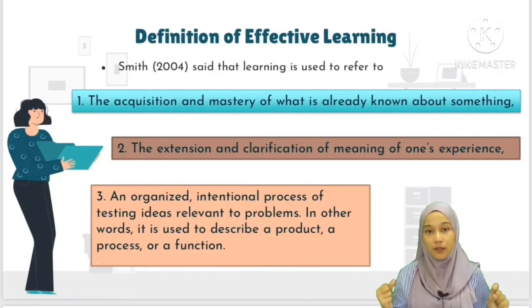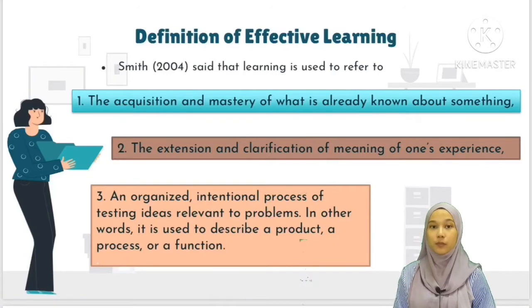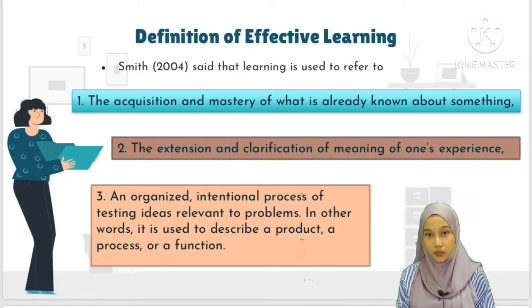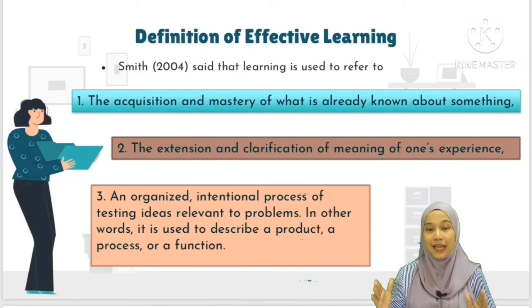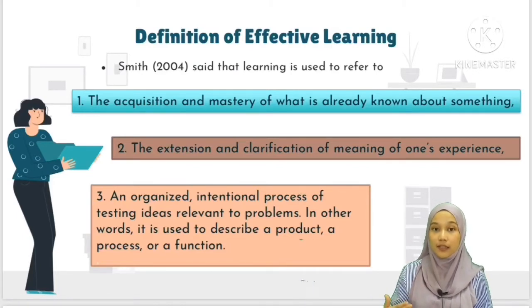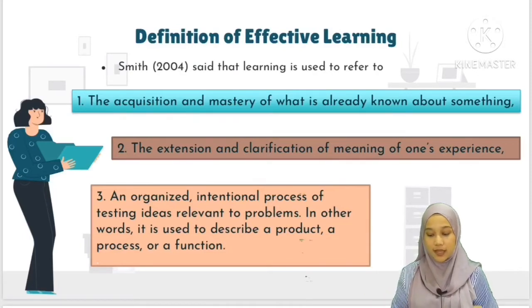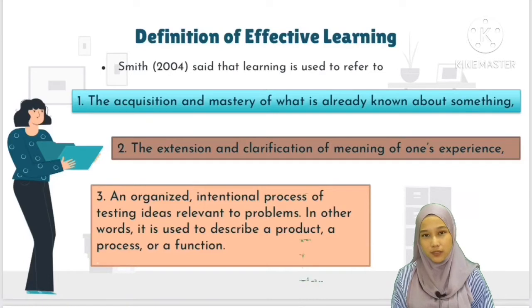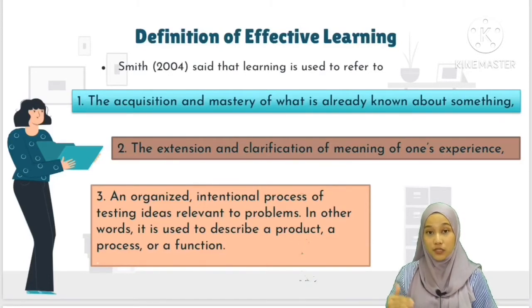Effective learning. So, effective learning is an acquisition and a mastery of what is already known based from the previous experience and previous knowledge that one has, based from what Smith 2004 has said from his previous research. And also, it is an extension and clarification of what he has already experienced and the knowledge previously. And also, an organized intentional process of testing ideas that is relevant to know how the process and the functions work, and how to solve certain problems regarding the knowledge by using the knowledge and by using the previous experience regarding the problem.